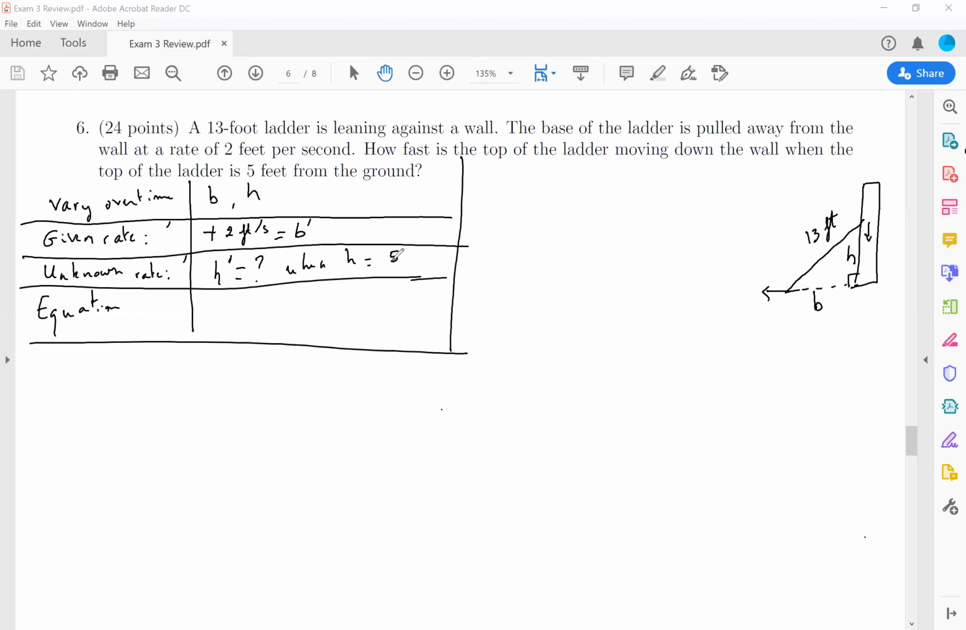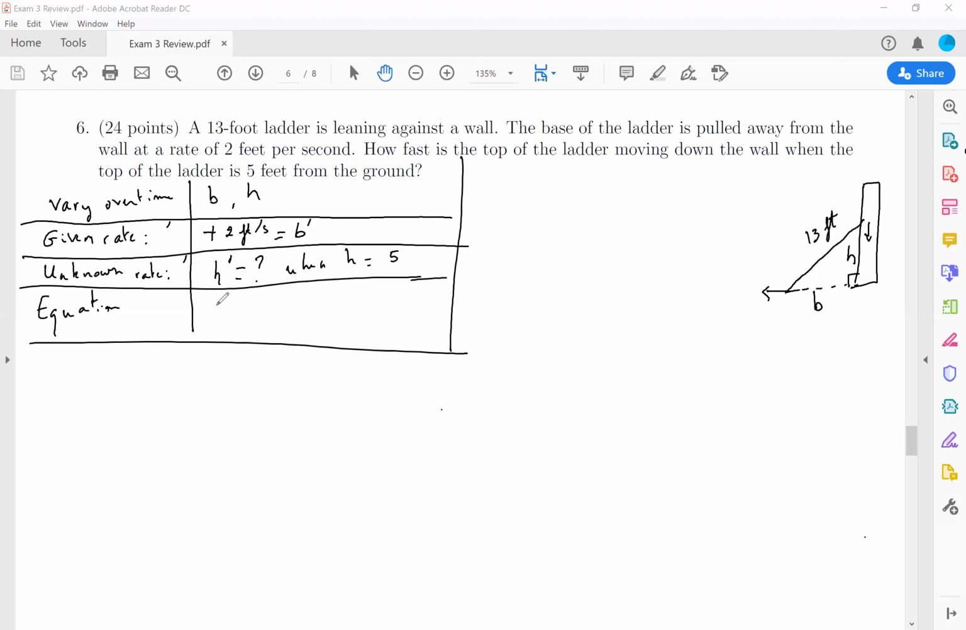So now here is basically translated all those into a little table here. We have all the information we summarized. Now we need to relate B prime and H prime. To do so, we need to relate the quantities themselves, in other words, B and H. And here we can see we have a right triangle. So as I said, usually when there's a right triangle involved, we will use Pythagorean theorem.